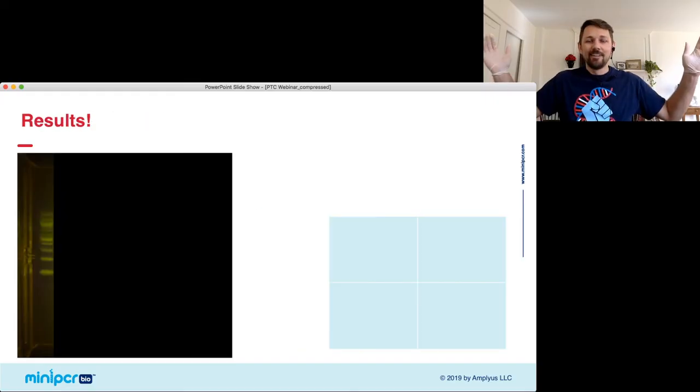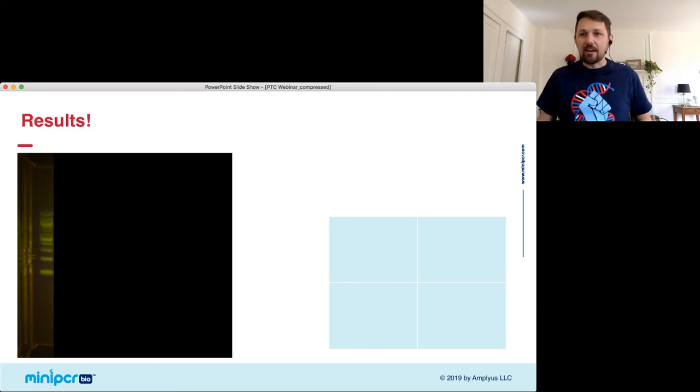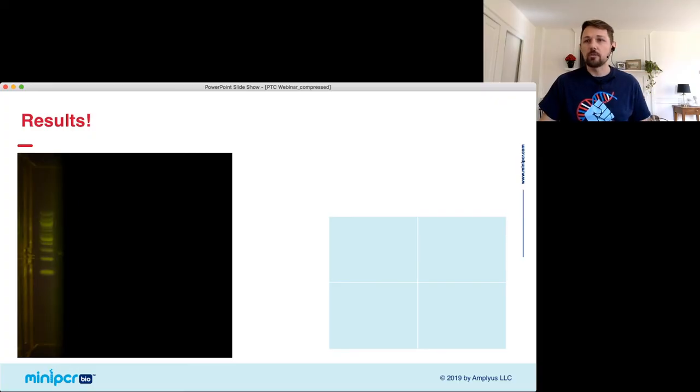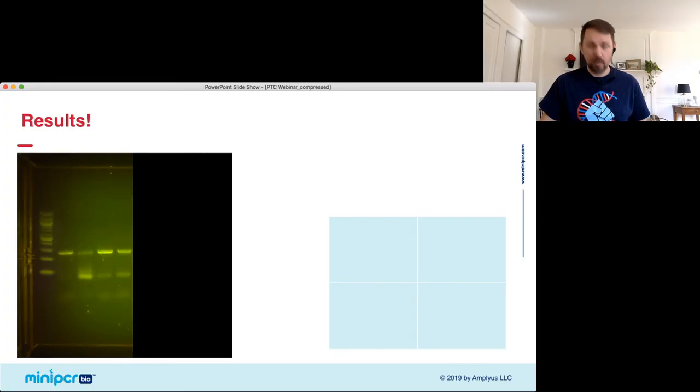So, the grand reveal, let's look at my family. So here's our ladder. We have 100, 200, 300, 400, 500 base pairs. Okay, so the first thing I did was I ran all four PCR products before I'd added the restriction enzyme. So let's see what those look like. All right, so this one looks really nice right here. This one looks kind of messy. That happens sometimes. These ones look a little better.